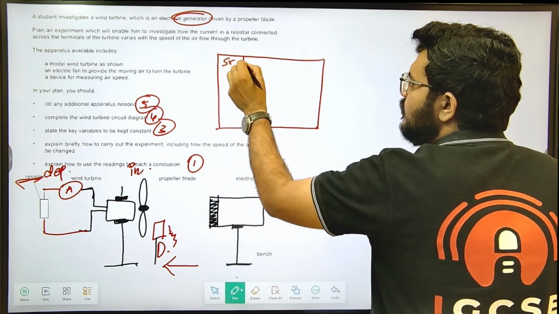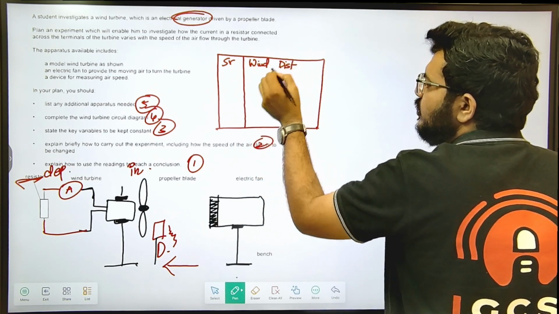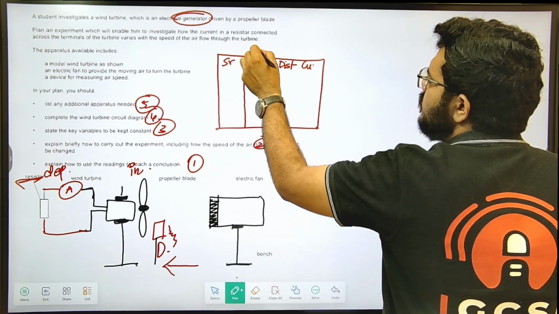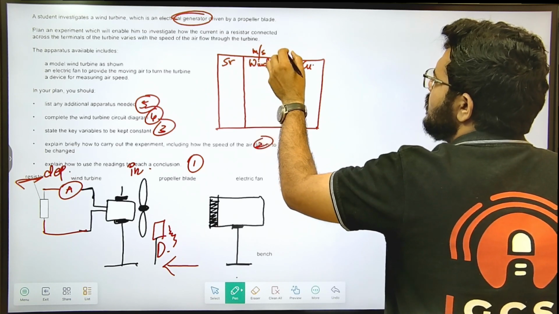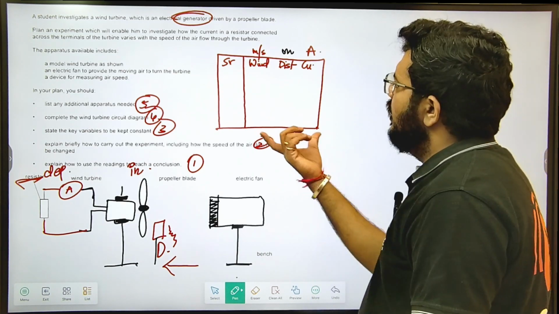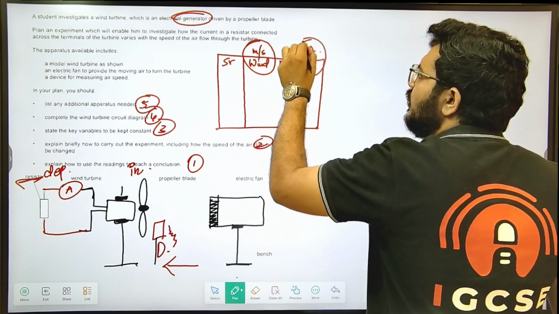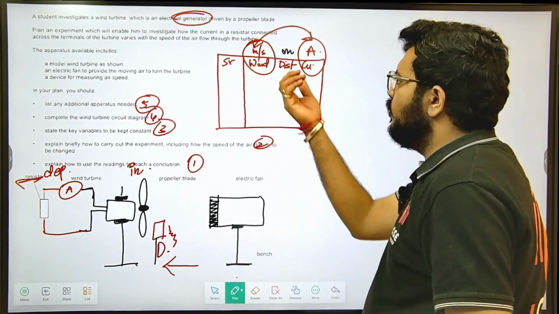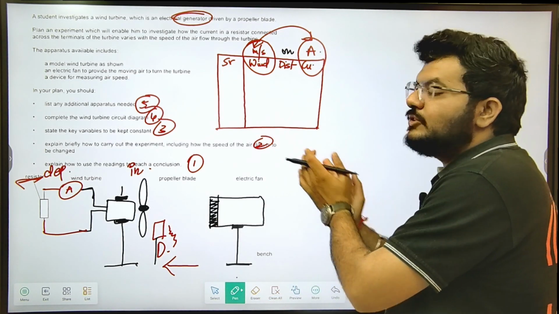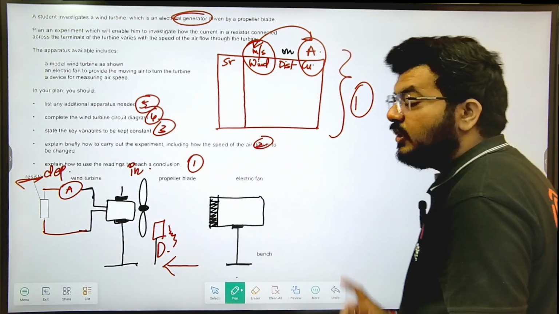So this is the serial number, you have wind speed, you have distance, and you have current, right? Wind speed should be in meters per second, I believe. Distance should be in meters, and current should be in amperes. So I can measure all of these three things, but I am finding the relationship between these two. I'm not concerned about distance. Why am I changing distance? I am changing distance so as to change my wind speed. This is one set of values. Now, what can I do?